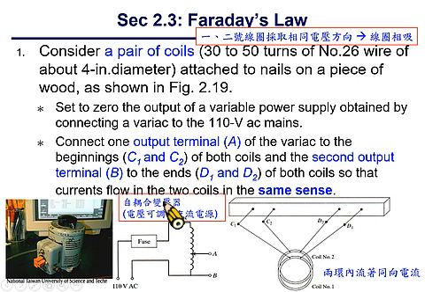And to demonstrate that, let's begin with some simpler arrangement. In the textbook, it provides an example of making this kind of device using some specified material. So if you have a pair of coils made of 30 to 50 turns of number 26 wire of about 4 inches in diameter.